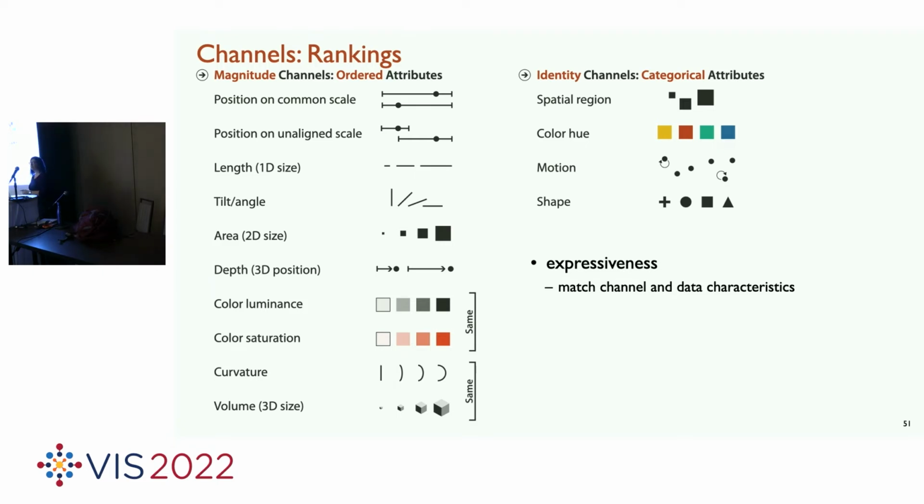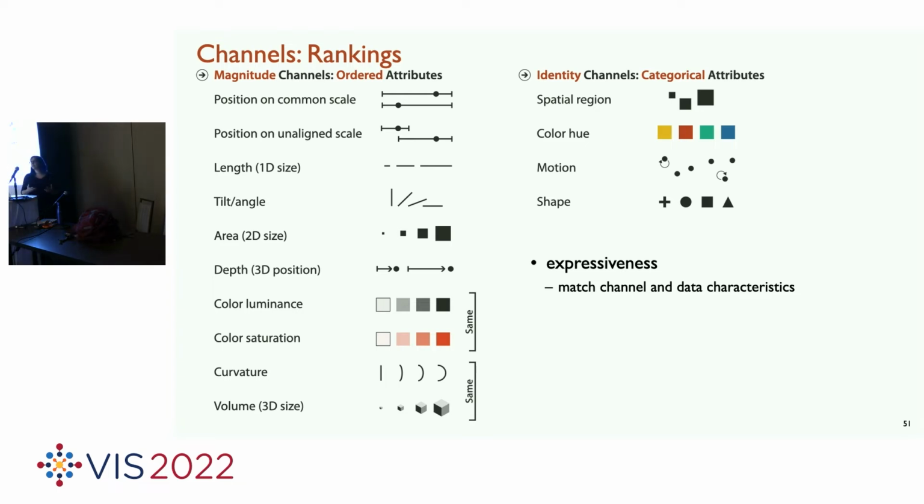So for example, you can say how far along an aligned scale is something? How much is it tilted? How saturated is it? How curvy? These are all questions we ask for magnitude channels. Whereas you can say, what is something? What color is it? What shape is it? What is the direction of motion? What region is it in?